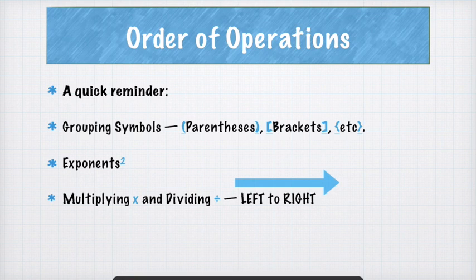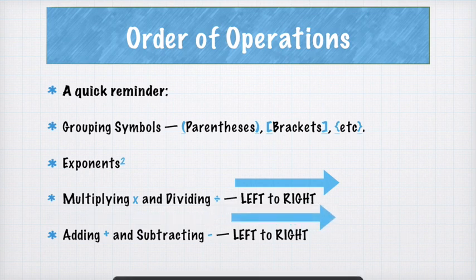So whenever you come across a multiplication or a division, you're going to do it in order from right to left. Same thing applies with adding and subtracting. If you run across an addition or a subtraction, you want to do it from right to left. It doesn't matter if it's first subtraction and then addition, you're still going to want to go right to left.